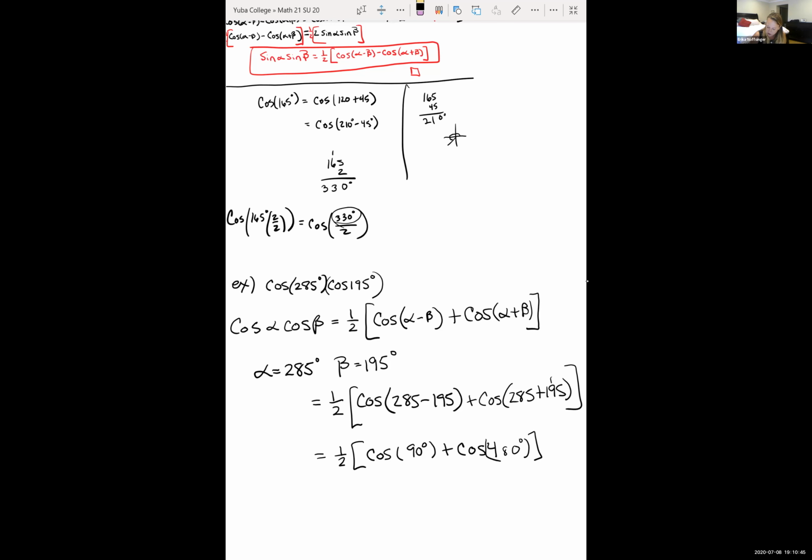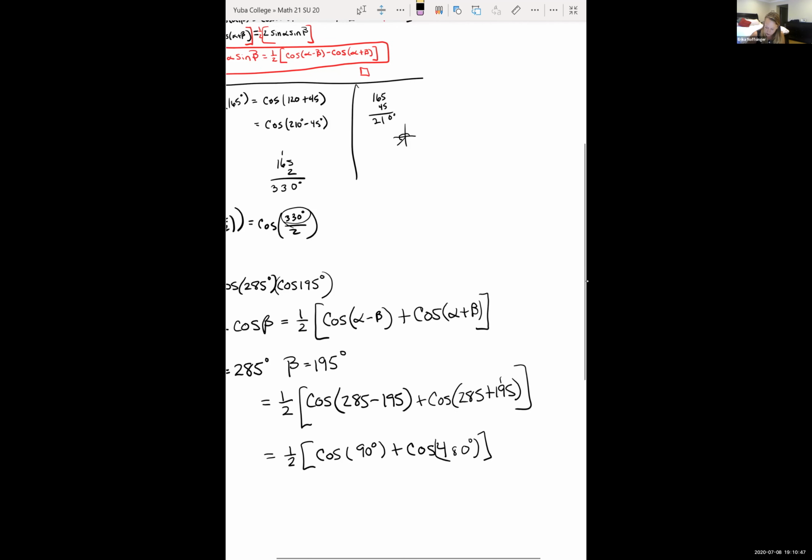Looking at my unit circle, I know I have to go 360, and then 360 plus 90, sorry, that's 450, right? 450 plus 30 would get me right here. That tells me my reference angle is 60 degrees, but in quadrant 2, and cosine is negative in quadrant 2.